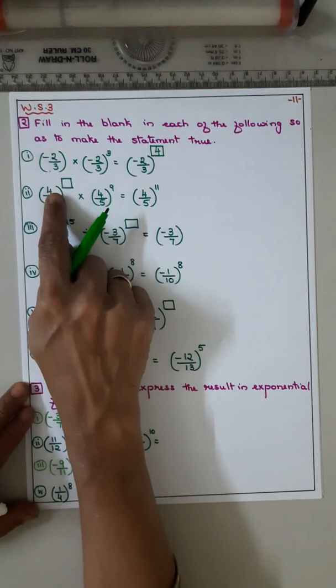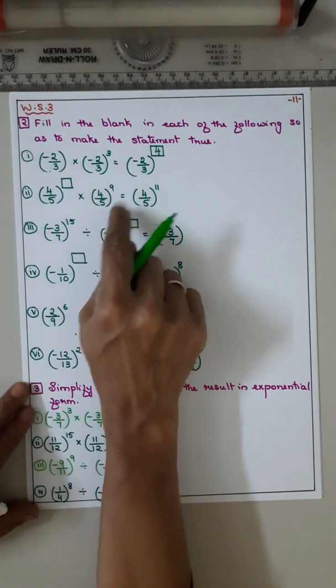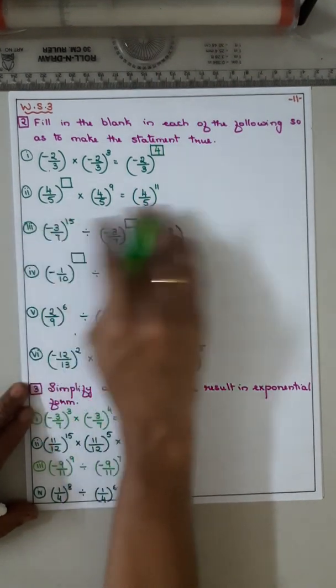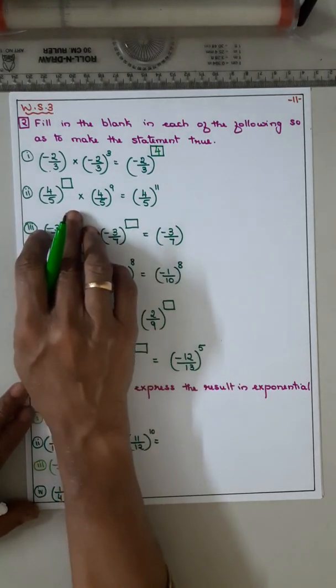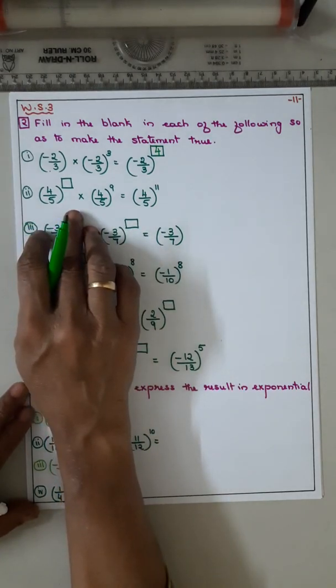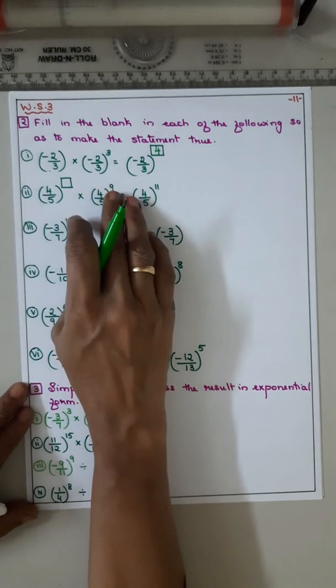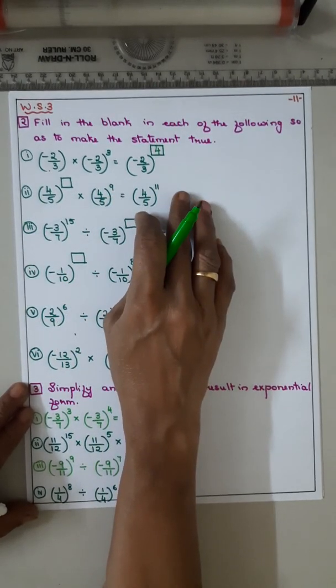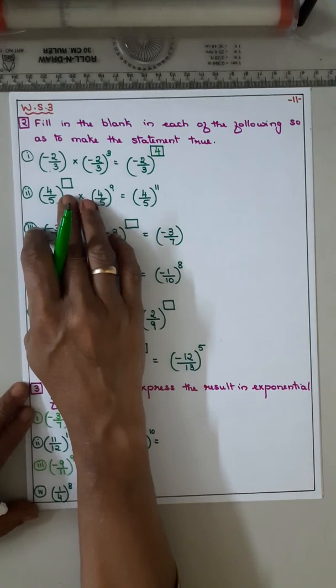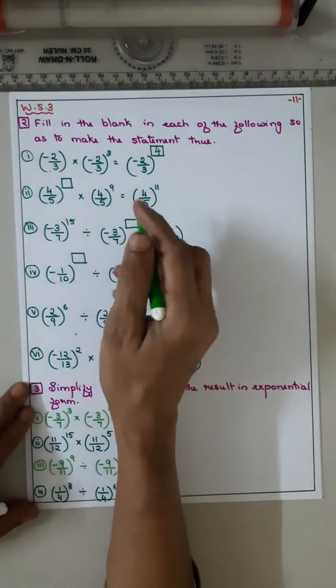Now here (4/5), (4/5), (4/5). Bases are same. In between, multiplication sign. So what we have to do? Add the powers. Dash plus 9 is equal to 11. So how much plus 9 is 11?